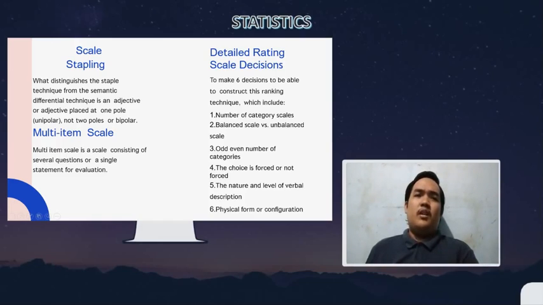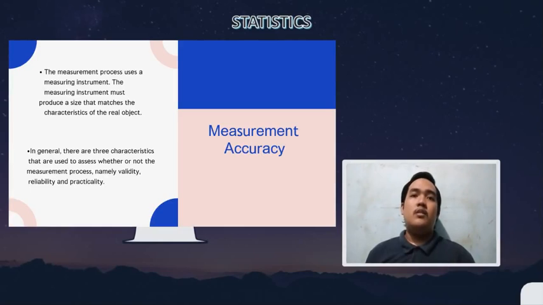Next is multi-item scale. Multi-item scale consists of several questions for a single statement for evaluation. Likert scale, semantic differential, and staple scale previously presented to measure attitude toward an item under study are examples of a multi-item scale. The measurement process uses a measuring instrument. The measuring instrument must produce a size that matches the characteristics of real objects. In general, there are 3 characteristics used to assess the measurement process: validity, reliability, and practicality.